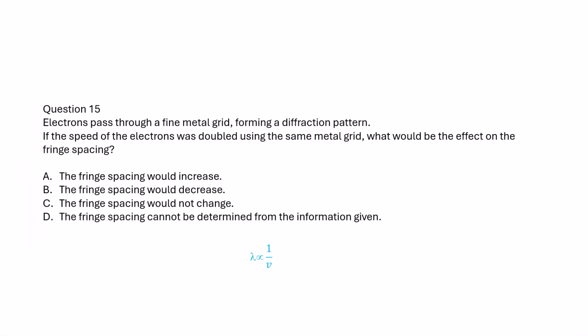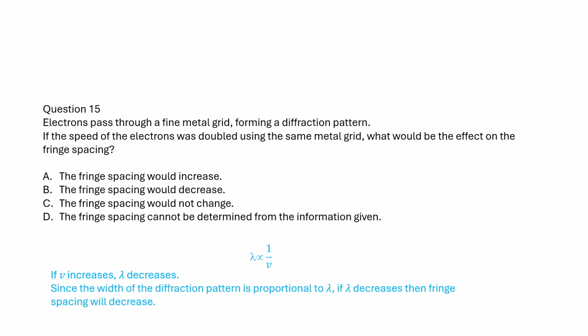Electrons' wavelength is inversely proportional to their speed. When the speed increases, the wavelength decreases. Since the width of the diffraction pattern is proportional to wavelength, fringe spacing will decrease if wavelength decreases.